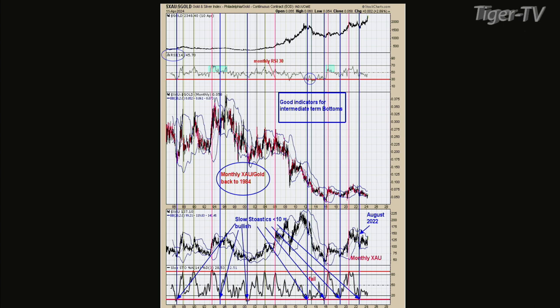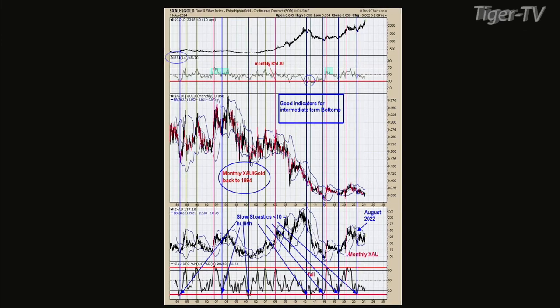There actually, I got another indicator too. It's not shown on this presentation, but I actually got three different indicators on the monthly time frames that all show that August 2022 was an important low. So I think that was the bottom period, and we started an uptrend since then, even though the market really hasn't done much, it's I think momentum wise of things to come.